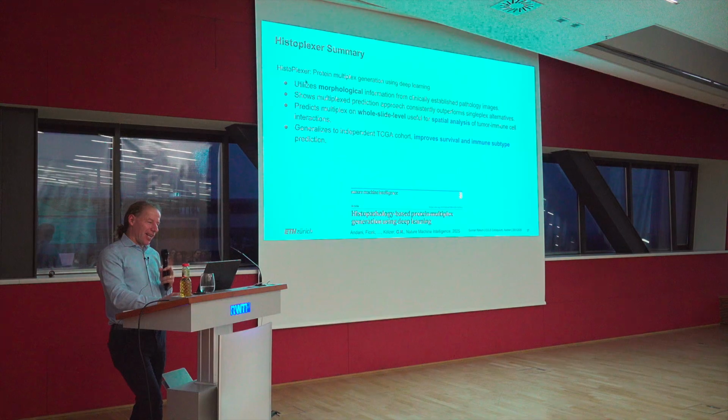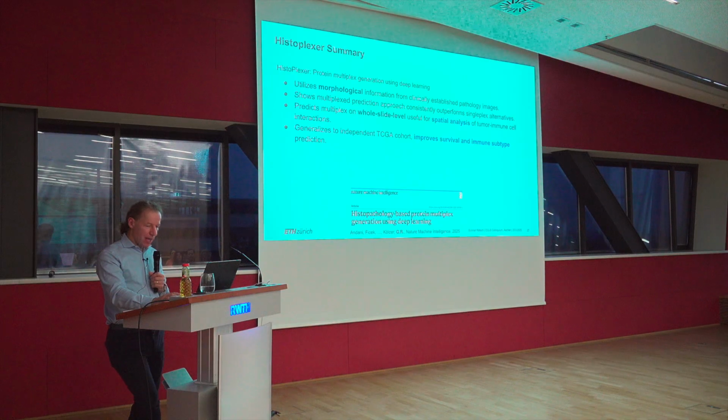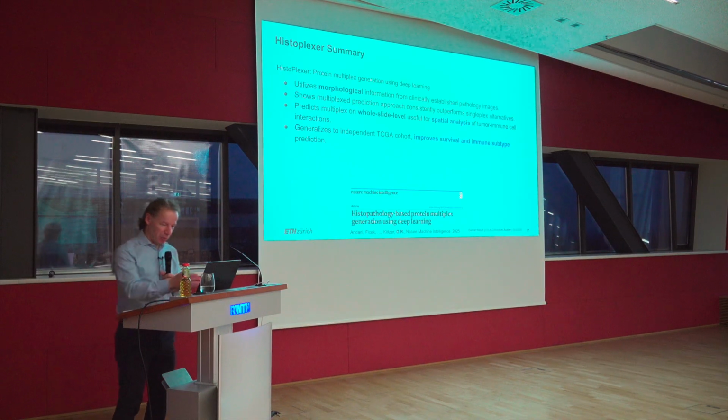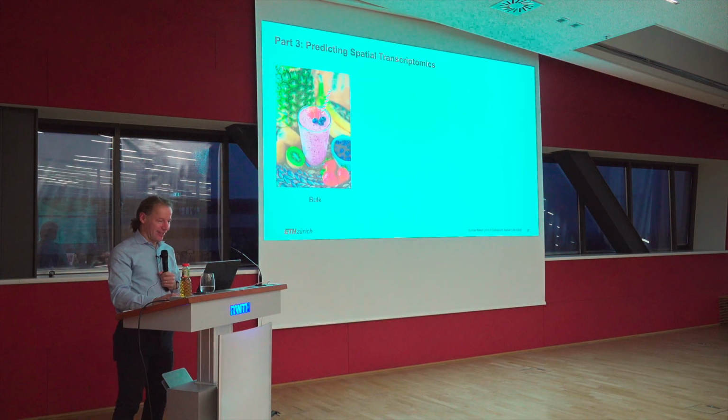So, I think Histoplexer uses morphological information from clinically established pathology images. It shows that multiplex prediction approaches are consistently outperforming other singleplex alternatives. And we think that prediction on the whole slide level is really informative for spatial analysis of the tumor immune cell interactions. This was published maybe a month ago or so. You find the reference here, the code is here, the data set is here, and so on.